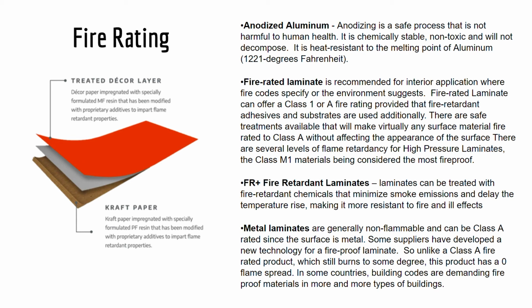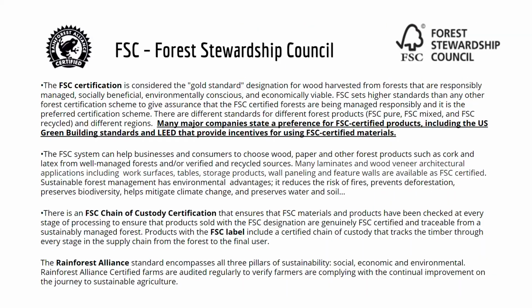Laminates can be treated with fire-retardant chemicals that minimize smoke emissions and delay the temperature rise, making it more resistant to fire and ill effects. And finally, metal laminates are generally non-flammable and can be Class A rated since the surface is metal. Some suppliers have developed a new technology for a fireproof laminate, certified FSC by the Forest Stewardship Council.